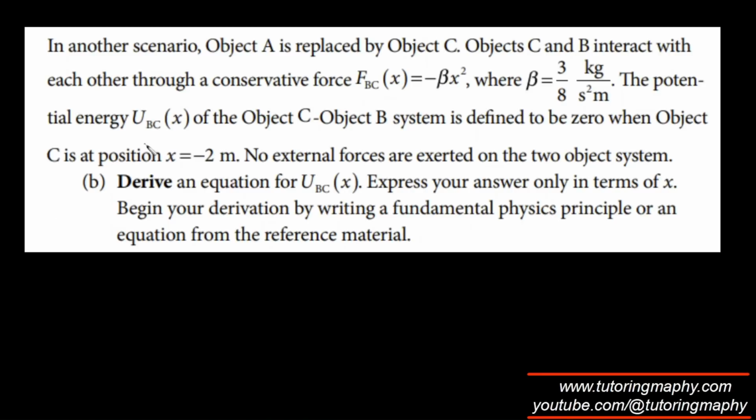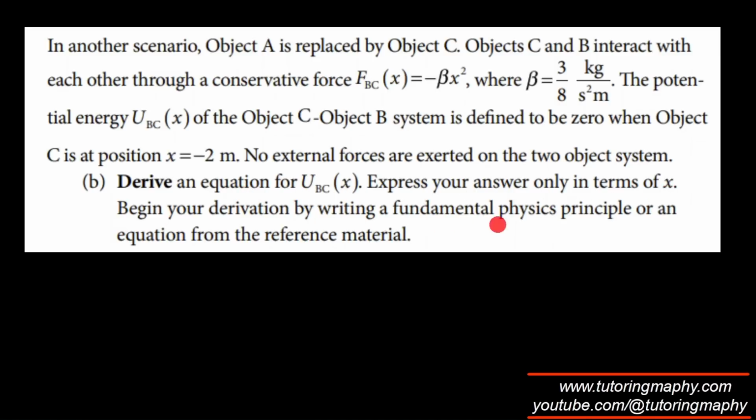Okay, in another scenario, object A is replaced with C. C and B interact with each other through a conservative force, where beta is 3 over 8. The potential energy between C and B is defined to be 0 when object C is at negative 2 meters. Okay, all right. No external forces act on the system as well. Derive the equation of U_BC and express your answer only in terms of x.